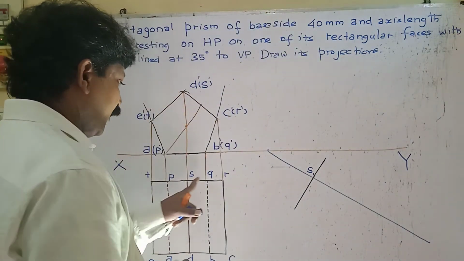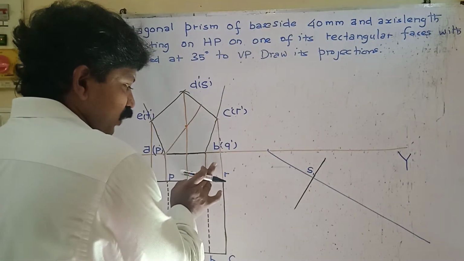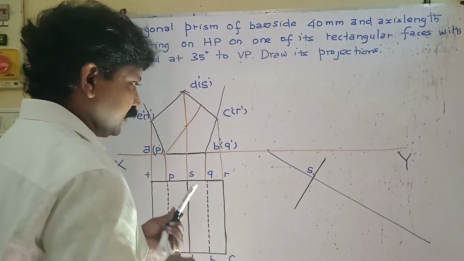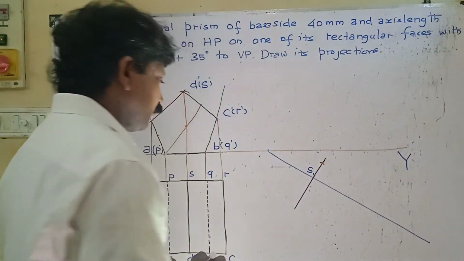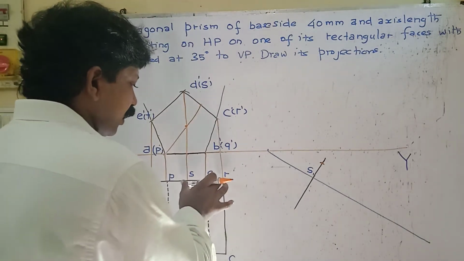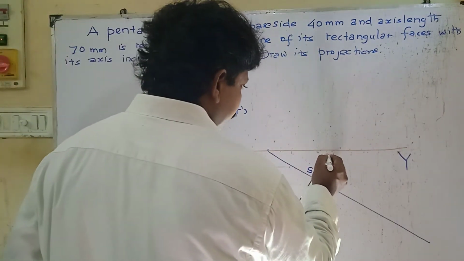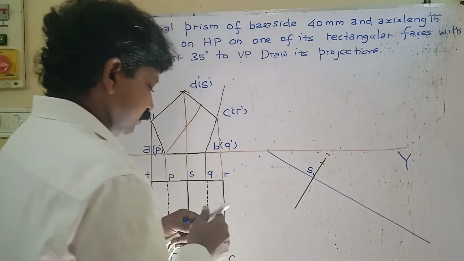Now, second point: from the S center, Q as radius, draw the arc. Mark the point Q1. And S center, R radius, draw the arc, mark the point R1.